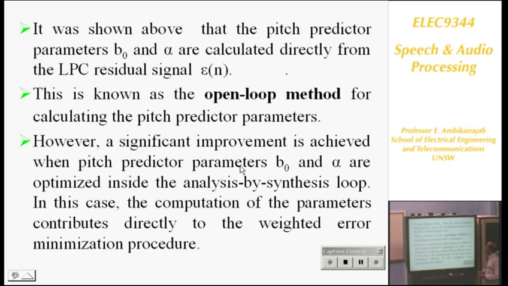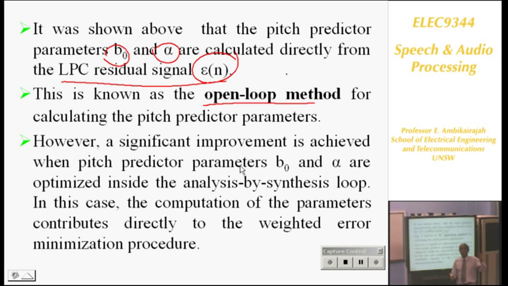So it was shown above that the pitch period parameters B0 and alpha are calculated directly from the LPC residual. You saw that. I showed you that you can calculate them directly from the LPC residual. This is known as the open loop method, right? There's a difference between an open loop method and a closed loop method. People developed this method first, and then they said, fantastic, we've got a model which has excitation as noise, then a long-term predictor, then a short-term predictor, and synthesized speech. And the long-term predictor value can be obtained by that particular equation I explained to you.